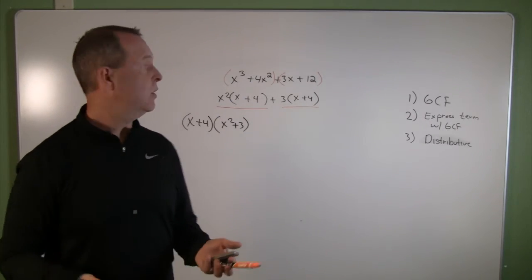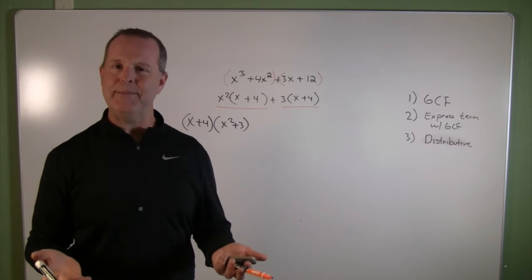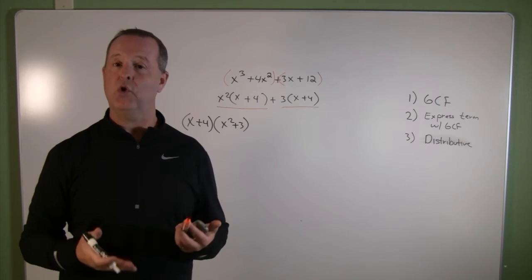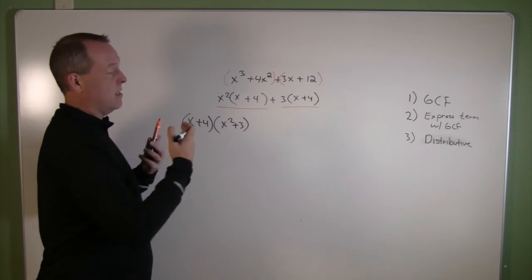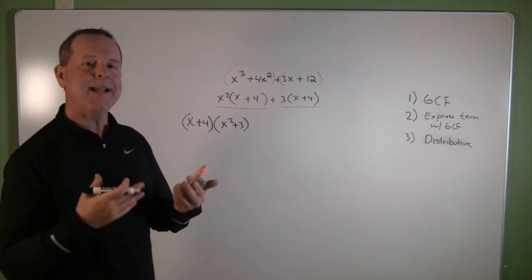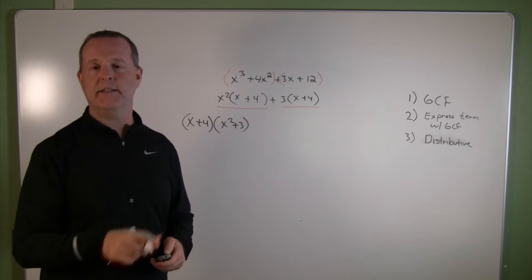So I was able to take my initial problem and factor it, but I had to be clever. I had to come up with this idea called grouping to figure out if I group them in the appropriate way, will I find something in each term that's the greatest common factor? And in this example, I did.